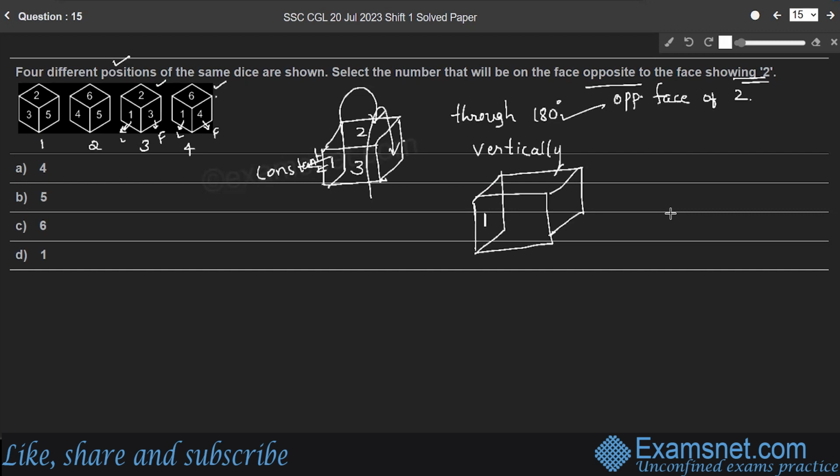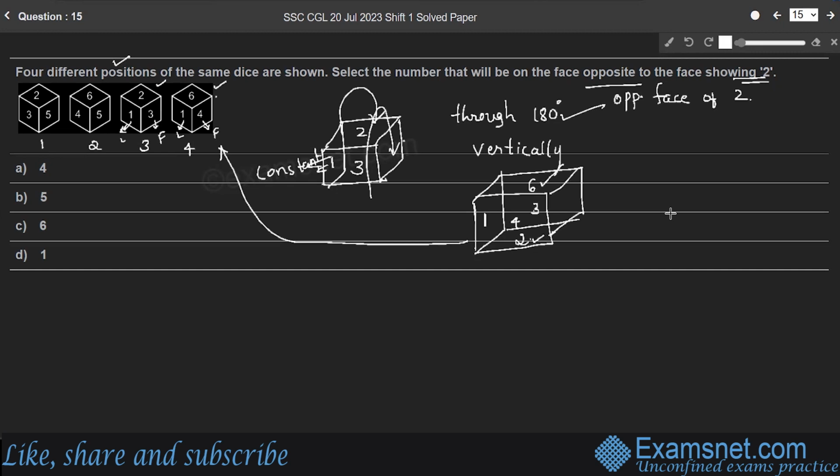In that case, when it is rotated, 2 becomes the bottom face, because vertically we are rotating. So 2 becomes the bottom face, whereas 3 becomes the back face. Now compare this position of the dice with the fourth position, in which 4 is the front face and 6 is the top face. Therefore, we can say 6 is opposite to 2.